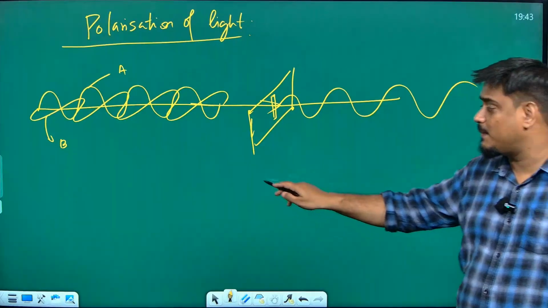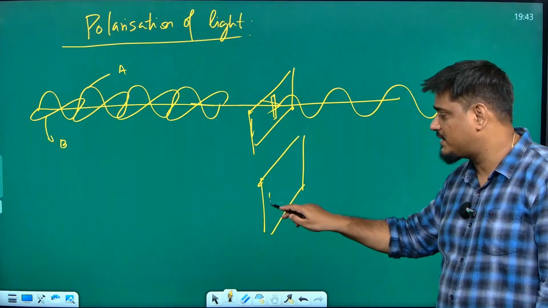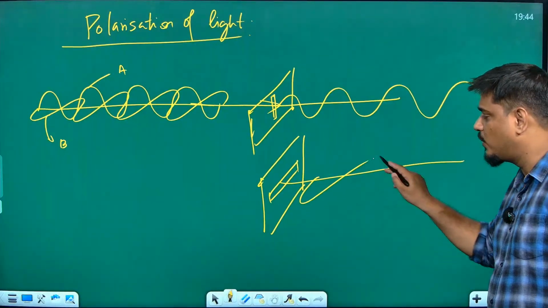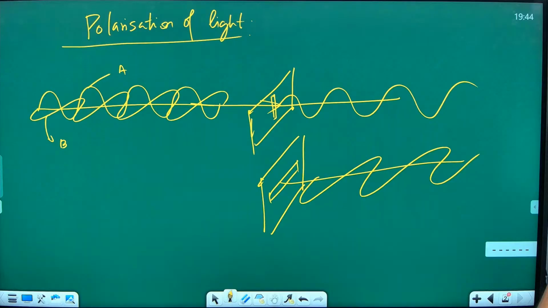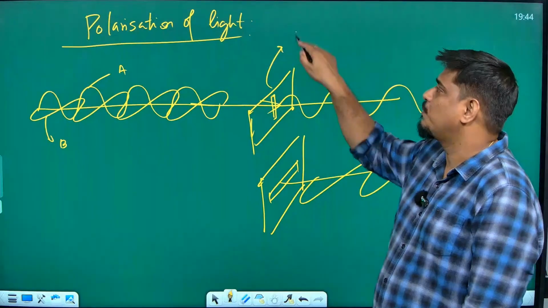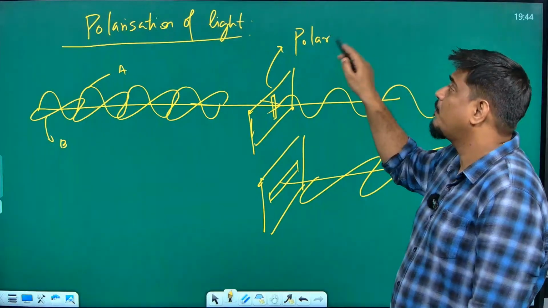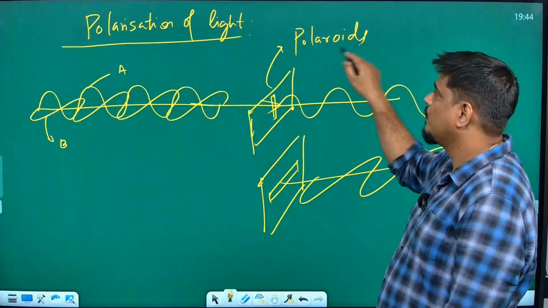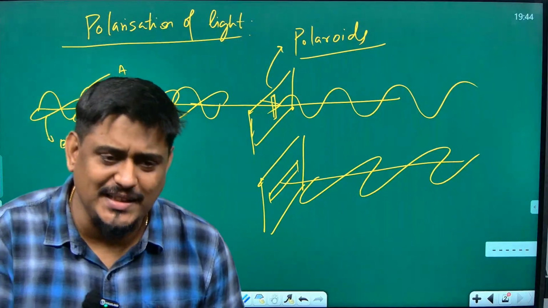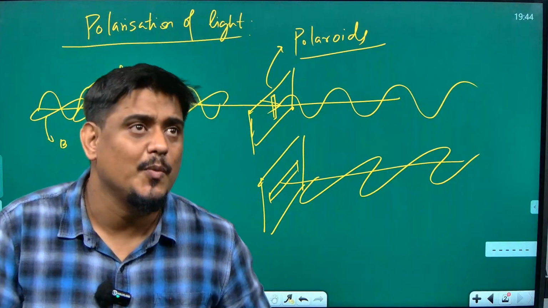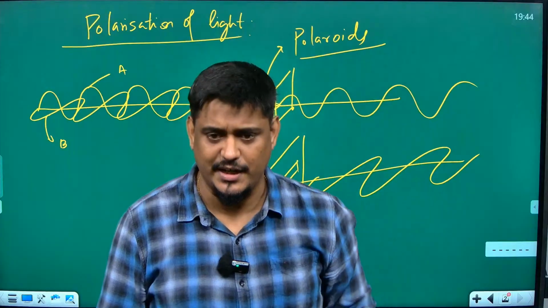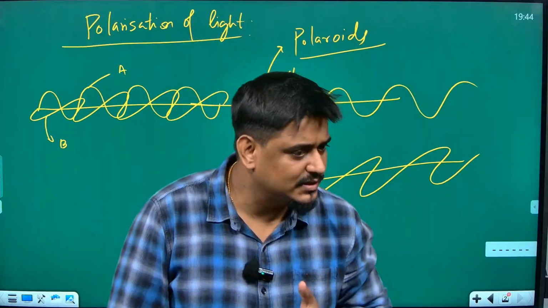Or if somebody keeps a device which has an opening like this, then what is going to come out? Only this is going to come out. Am I right? And A is going to get eliminated. These kinds of devices are called polarizers or polaroids, whatever you want to call it. So by this itself you can understand what is the polarization phenomenon. Polarization phenomenon means reducing the intensity of the incident radiation by cutting off some waves, isn't it?